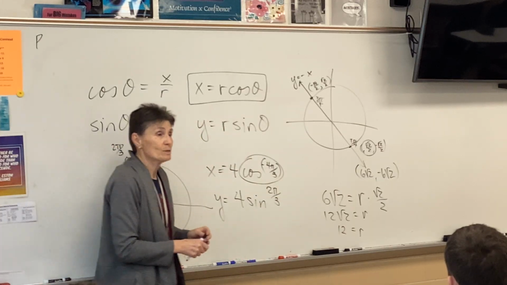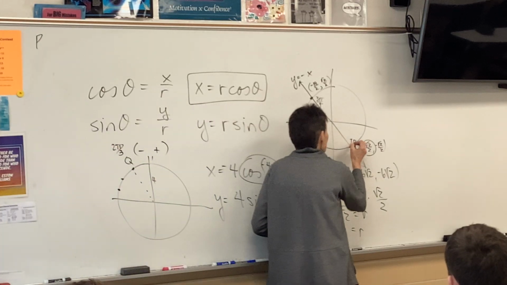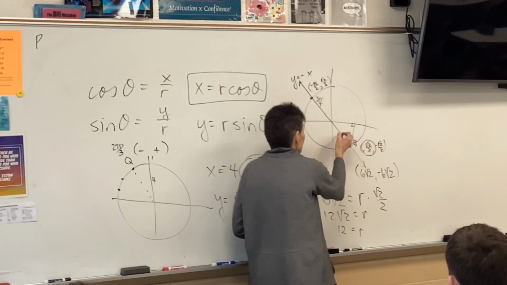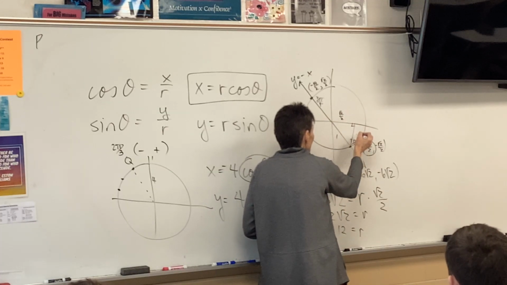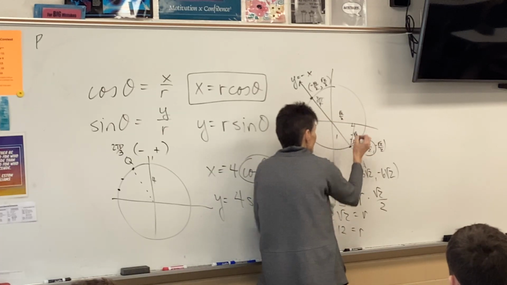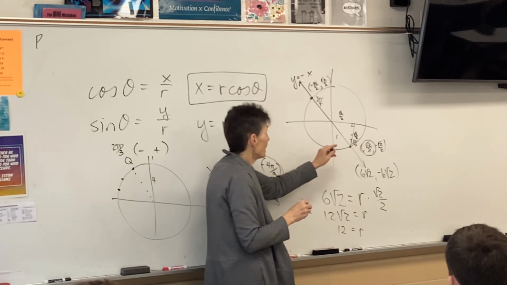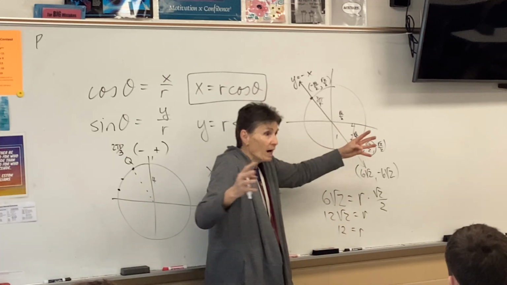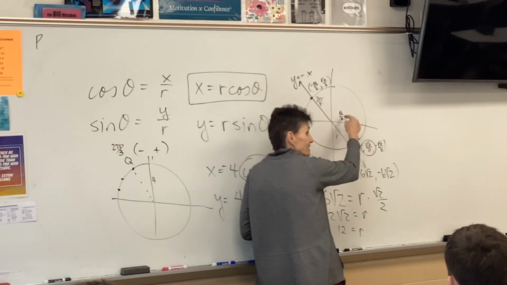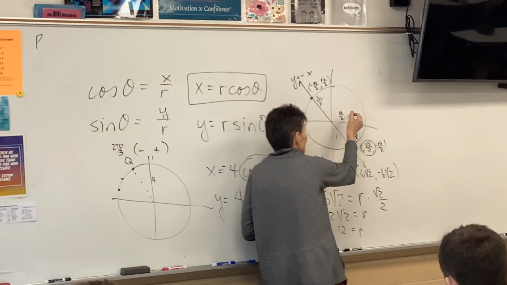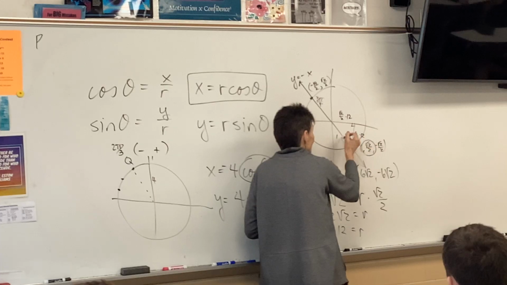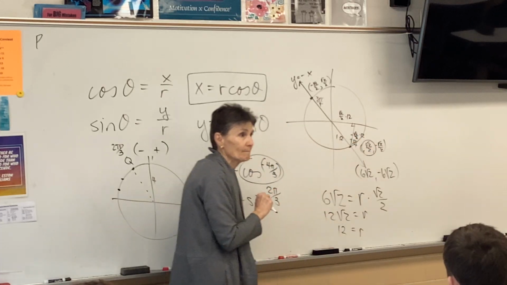What Leo said was, take the triangle in the unit circle, there's the triangle in the unit circle, and blow it up so that this is a 6 root 2, and he said, in order to do that, I'm gonna have to times everything by 12, would you agree?